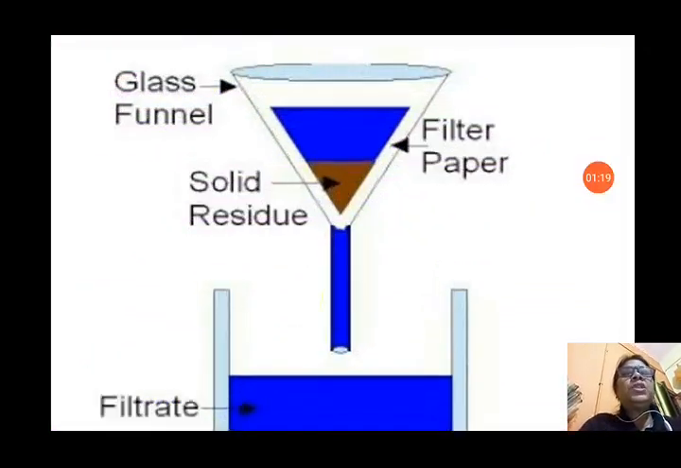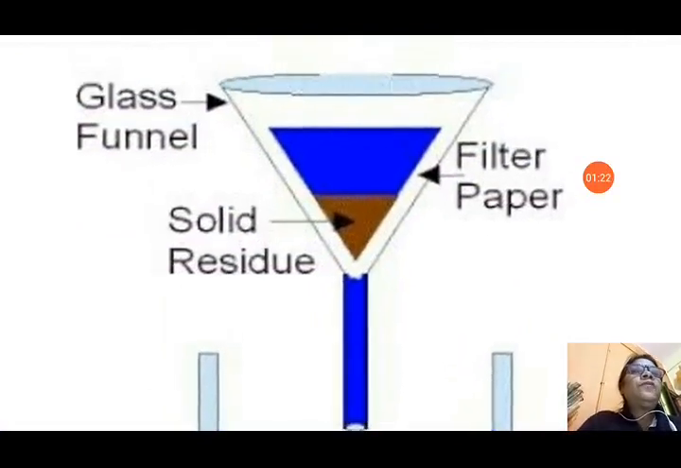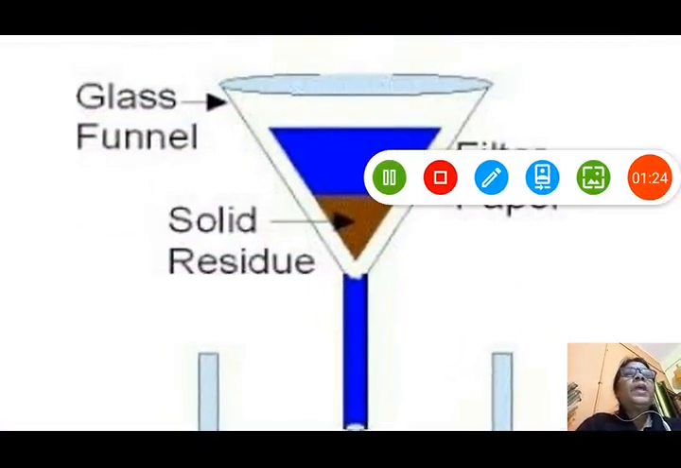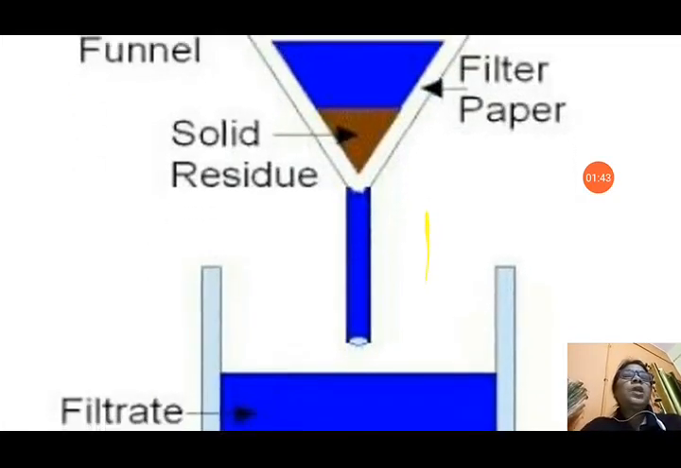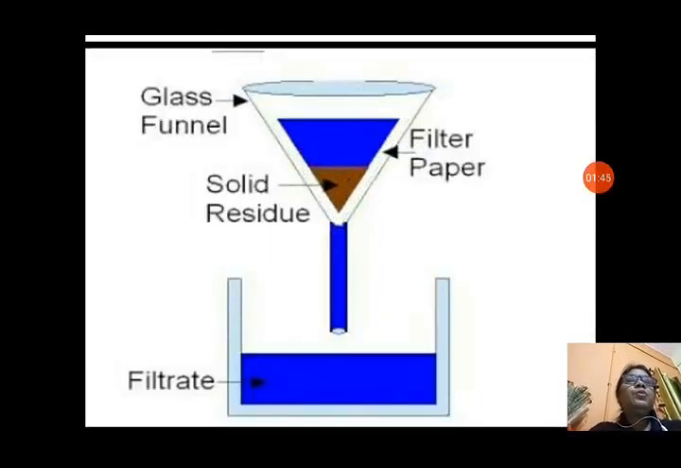So, you can see the picture here. For this, we take a filter paper, fold it, and make a cone-like structure by folding it in half and then again in half. With that cone, we put it inside the funnel, and this funnel we put over the container, and we pour the mixture over the filter paper.